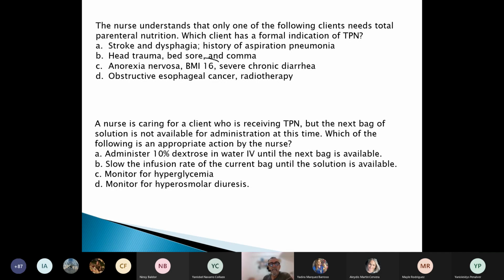This client has a severe malnutrition and has a severe chronic diarrhea. So if this client is allowed to eat, because she can eat, I assume she has anorexia nervosa. She can eat, but then what is going to happen with diarrhea? It's going to become worse. So it looks like the intestine of this client is not competent.